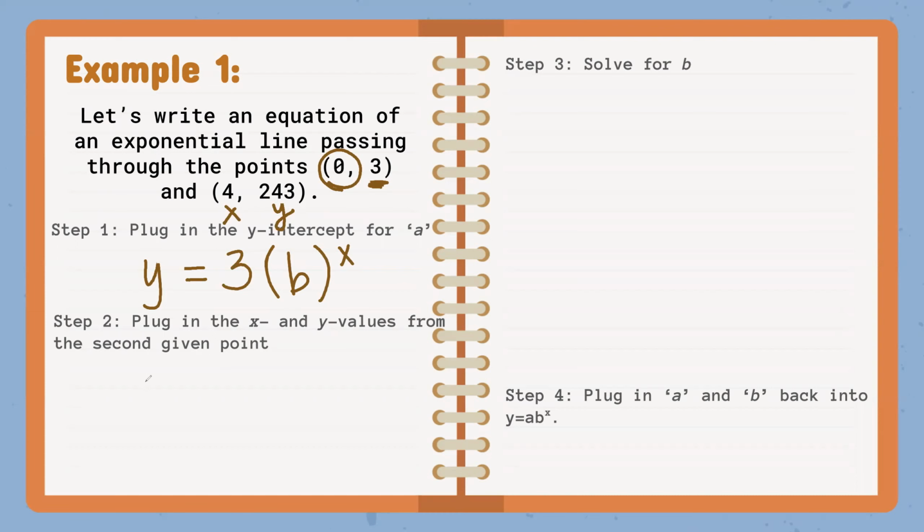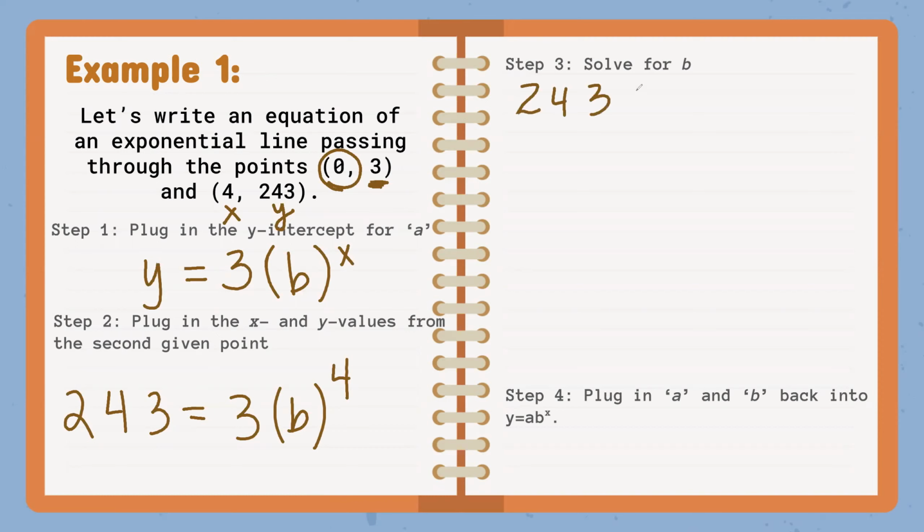So y is 243, which I'm going to put on my left side. And I have 3 times b to the x, which is 4. My third step is to begin solving for b. So I'm going to go ahead and rewrite my equation over here, 243 = 3b to the 4th. So what is the first step to isolating b? I am going to divide both sides by 3 since this is being multiplied.